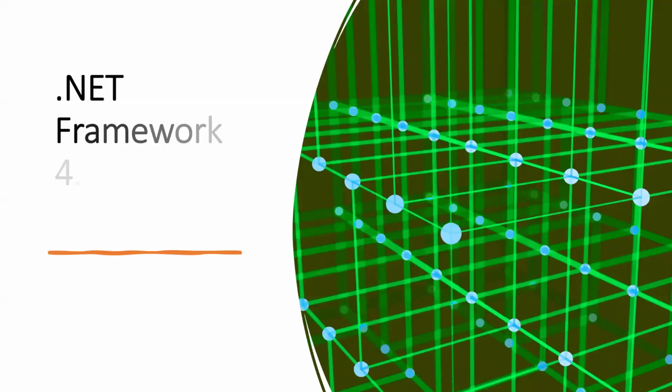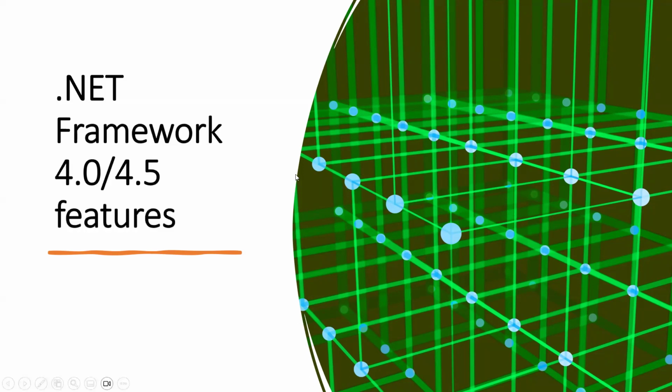Hey, hi all. So in this session, we're going to see what are all the .NET Framework 4.0 and 4.5 features. In the last class, we have seen 3.0 and 3.5 features. Now in this session, we'll list out a couple of features in .NET Framework 4.0 and 4.5 and discuss the purpose of those features. Okay. Let's go back to my class notes.